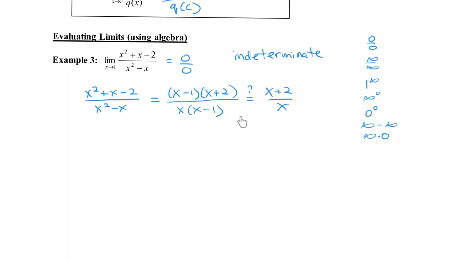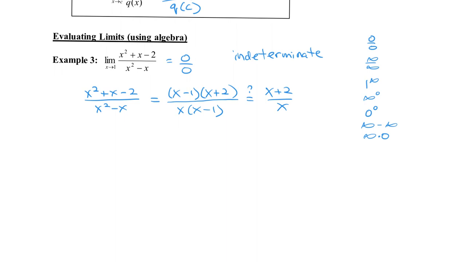Are these two the same? Well, at first glance, it might look like they are, but they're a little bit different. Consider basically these first two. Where are these first two not defined? You can see we can't let x be 0 because we'll get division by 0 here. We can't let x be 1 because we'll get division by 0 in that case also.